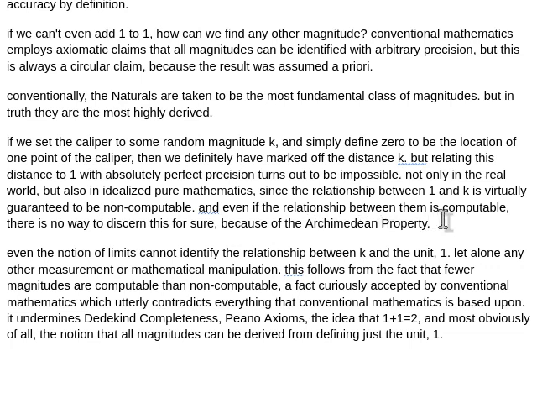And even if the relationship between them is computable, there is no way to discern this for sure because of the Archimedean property. Even the notion of limits cannot identify the relationship between k and the unit 1, let alone any other measurement or mathematical manipulation. This follows from the fact that fewer magnitudes are computable than non-computable, a fact curiously accepted by conventional mathematics, which utterly contradicts everything that conventional mathematics is based upon. It undermines Dedekind completeness, the Peano axioms, the idea that 1 and 1 is 2, and most obviously of all, the notion that all magnitudes can be derived from defining just the unit 1.